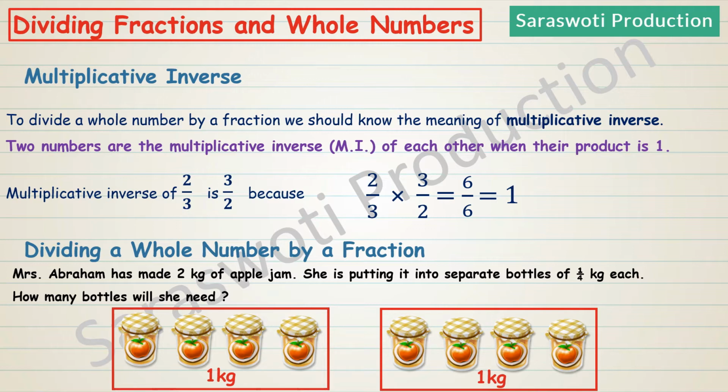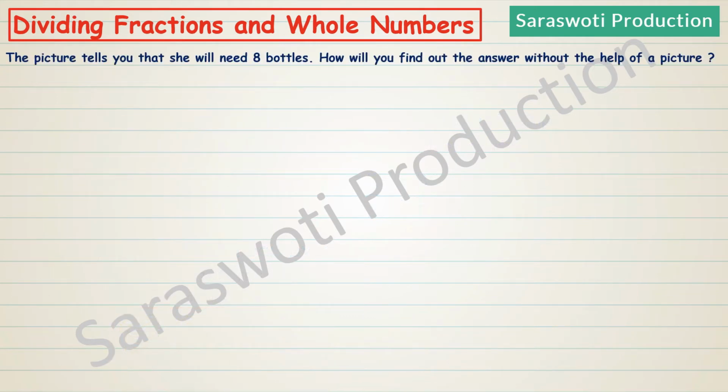Yes, because in one bottle she has 1/4 of a kg, and in such a way you will require 4 different bottles to preserve 1 kg of apple jam, and similarly 4 more bottles for another kg of apple jam, and in total it requires 8 separate bottles. The pictures tell you that she will need 8 bottles. You can divide 2 divided by 1/4 to get the answer.